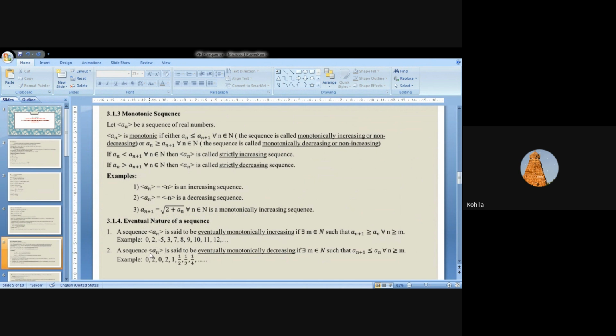Vice versa, we can see the eventually monotonically decreasing sequence. So these two things are very important. Here, a_n is greater than or equal to a_{n+1}, which is greater than or equal to a_{n+2}. Look at this example.